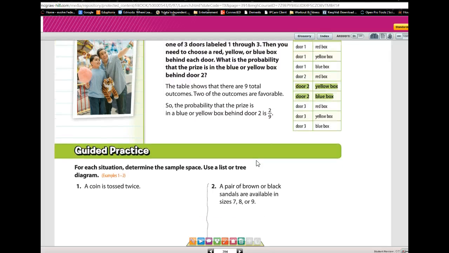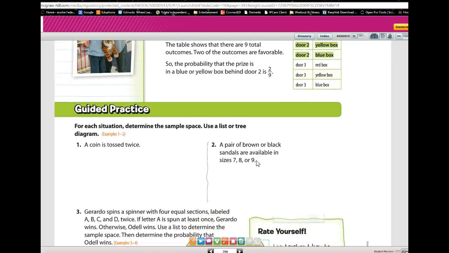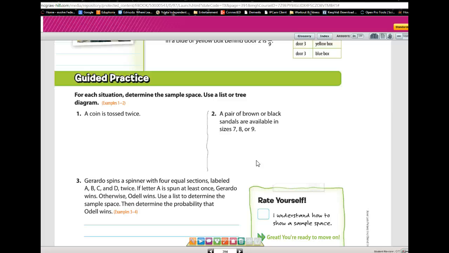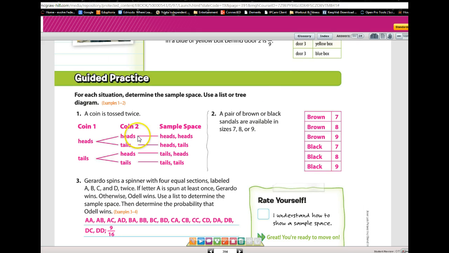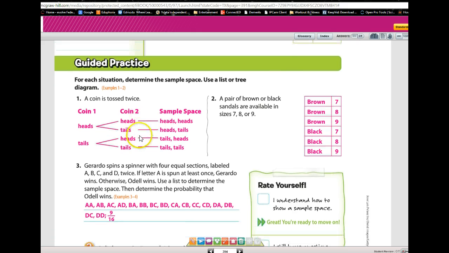Now, down here, you're going to do the guided practice. You need to make a sample space, either using a list or a tree diagram. And here, I'll give you some help down here. Here's a tree diagram for tossing a coin twice.